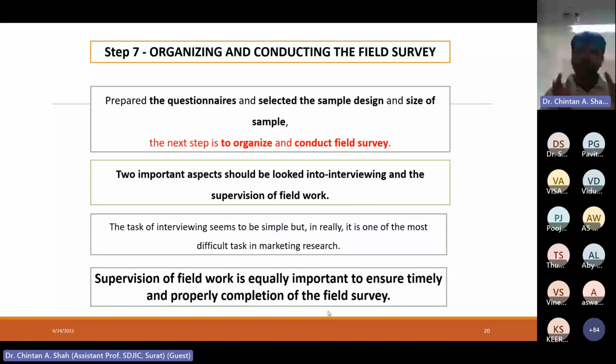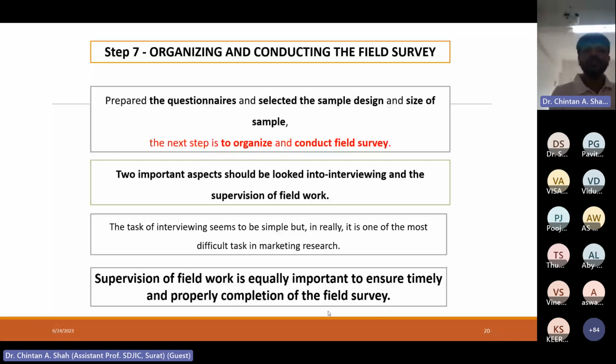Here you have to execute the strategy. How can you execute it? We have to do proper planning: from where and how we can get the data. So prepare the questionnaire and select the sample design. Size of sample 100, 1000, 500, it is up to you and between you and your mentor.